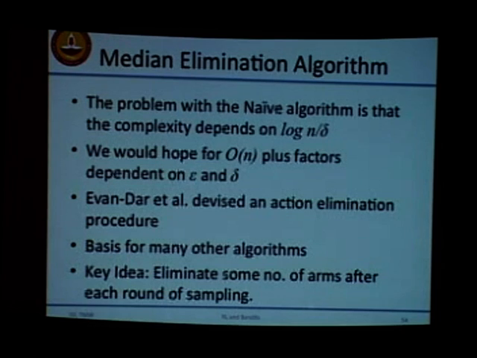So the problem with the naive algorithm was that we also had an additional factor, which is the log n. So we really do not want to have any other factors than n. Whatever additional factors you have, it should be only dependent on epsilon and delta. Otherwise, for a very large number of actions, it's very hard to scale. So we wanted to do something that will get rid of the log n factor. And so the median elimination algorithm used something called the action elimination procedure.